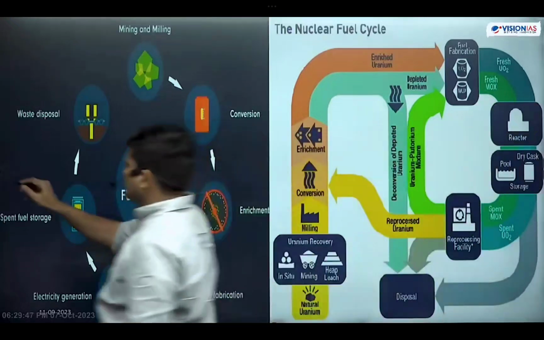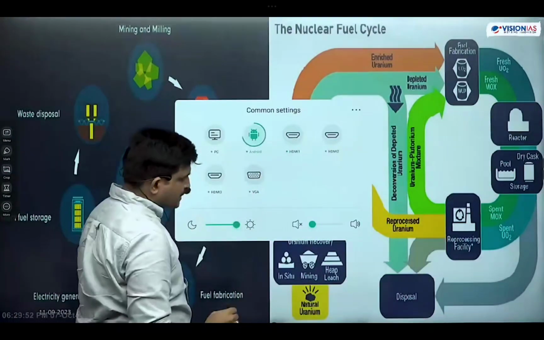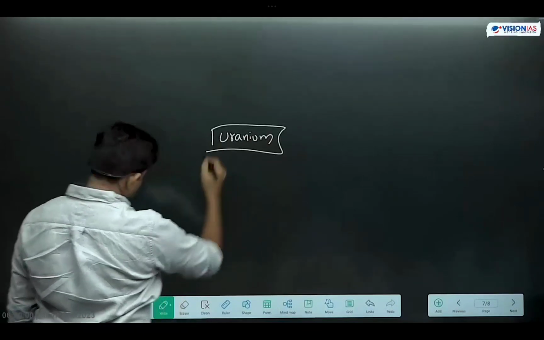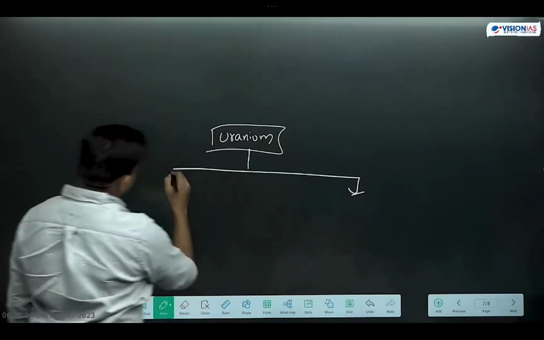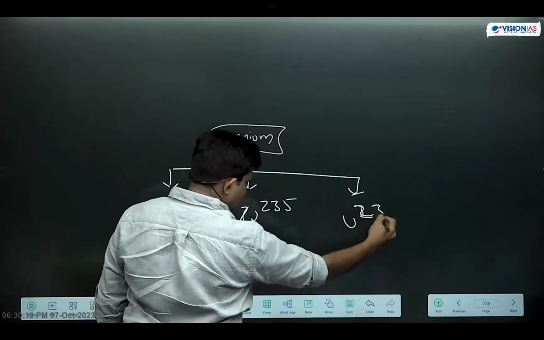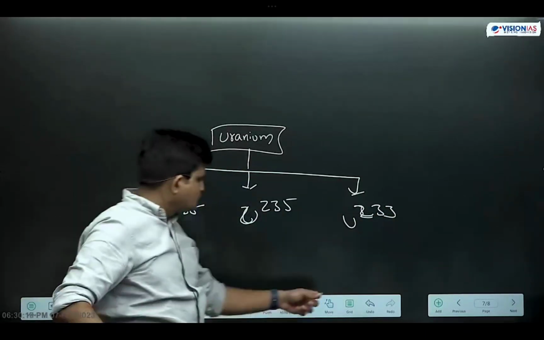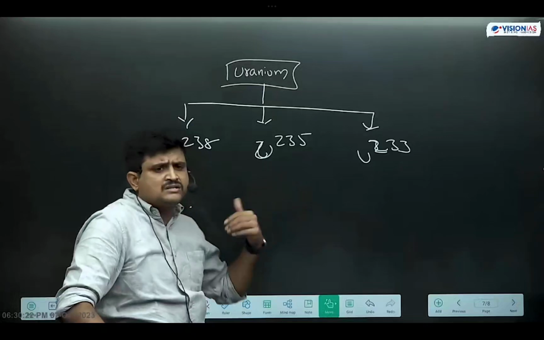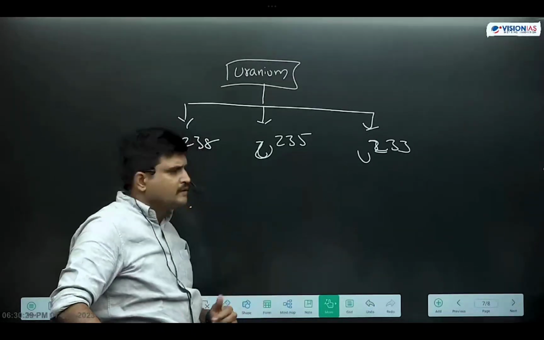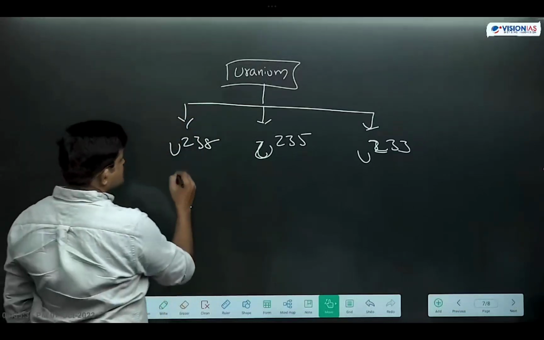Generally, uranium exists in three isotopes: uranium 238, uranium 235, and uranium 233. In between, others like 256 and 254 are there, but those are not stable. They are highly unstable in nature. Hence I have taken these three isotopes, which are stable in nature and which we are going to use in the future.